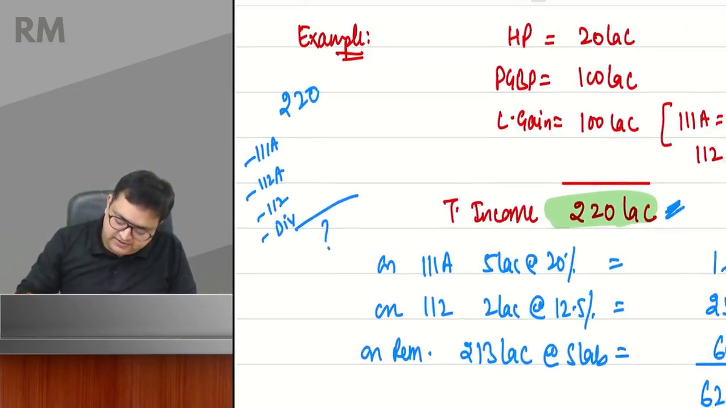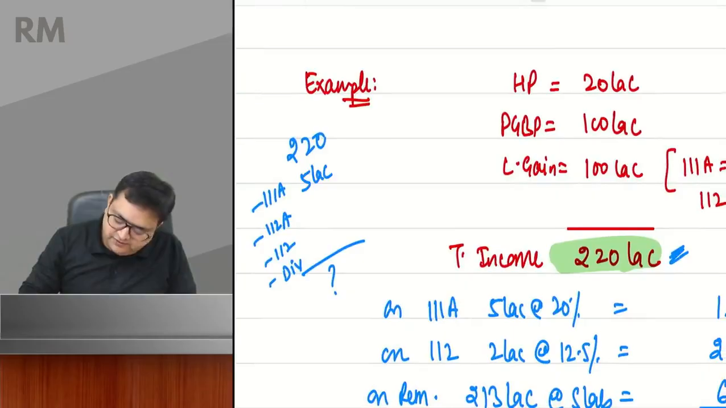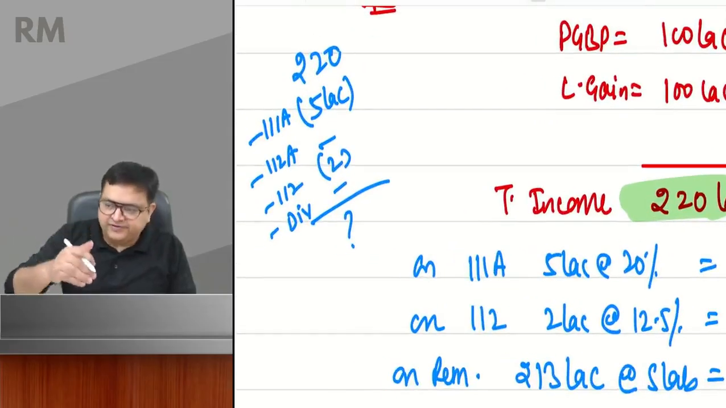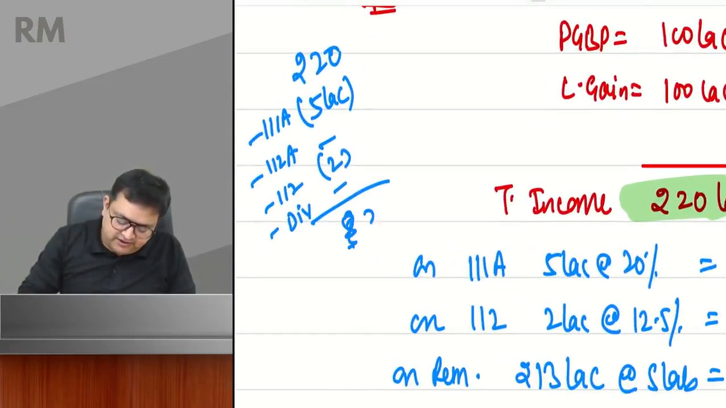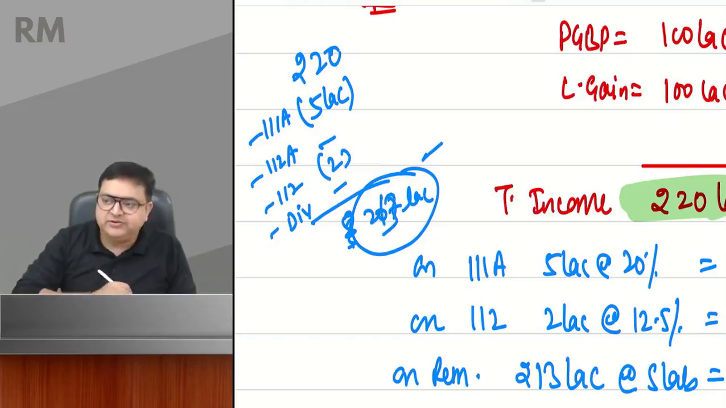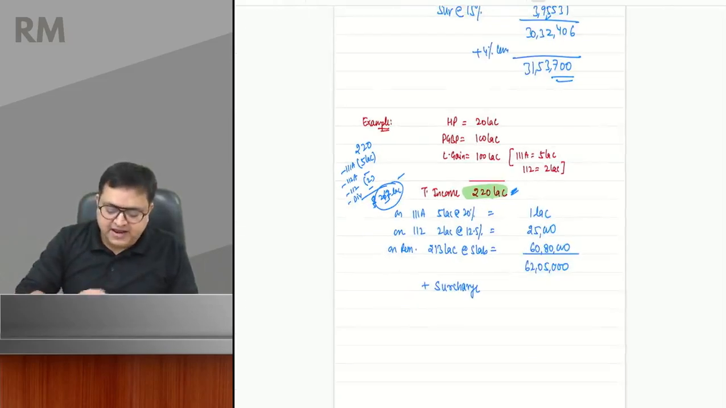Okay, exclude that. So we have 111A 5 lakh, 112A we don't have, 112 we have 2 lakh, dividend income we don't have. After excluding this also, I am getting 207 lakh. Yes, now it is exceeding. Yes, 213, sorry, 213 I am getting. Now, yes, after excluding that, it is exceeding 2 crores. And now if it is yes, apply 25%.